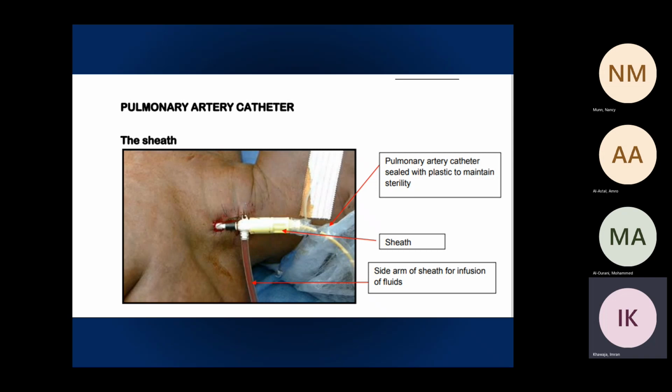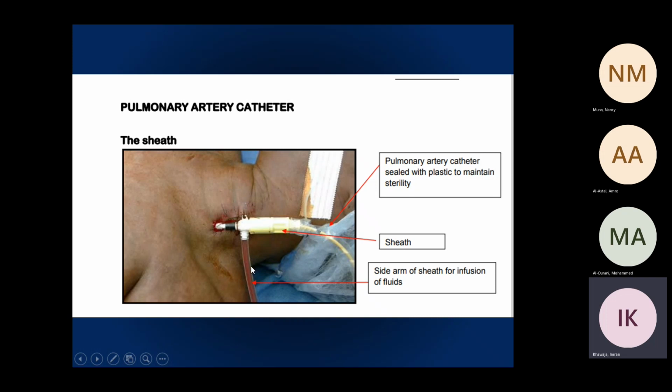So it's very important to maintain the sterility, because there is risk of infection with the PA catheter, even maybe more than the central venous catheter. The longer it stays, the greater the risk of infection. And we've seen patients having bacteremia with this one in place. But that's the sterile sheath that will house your catheter as you pass it in.